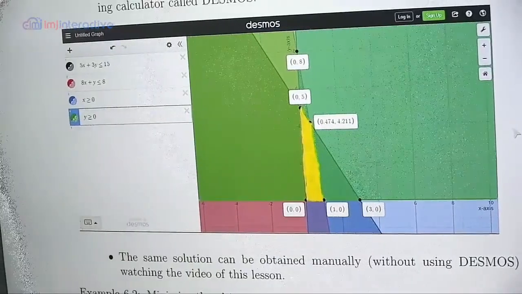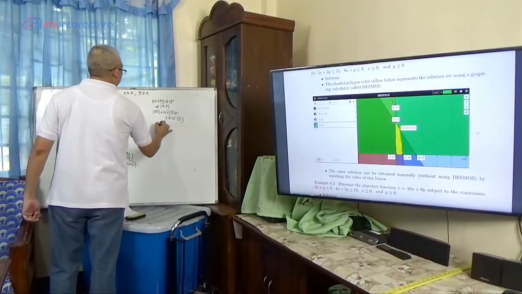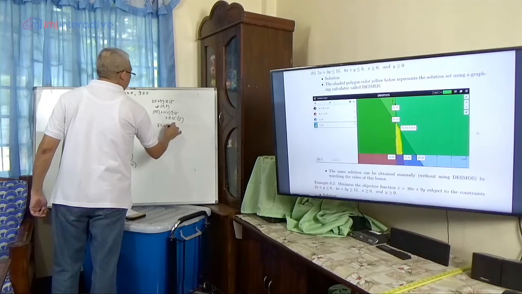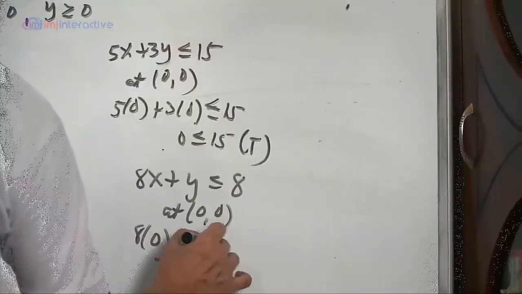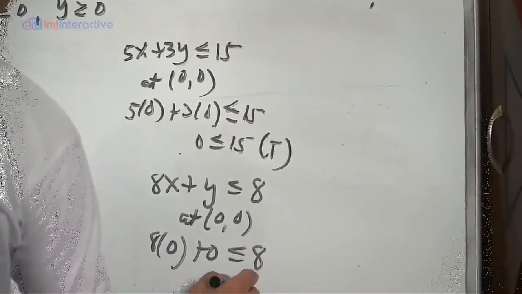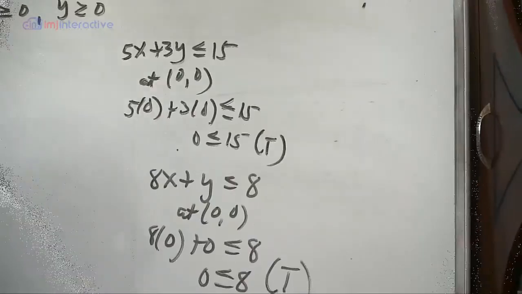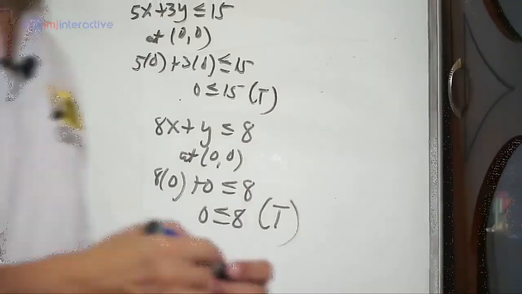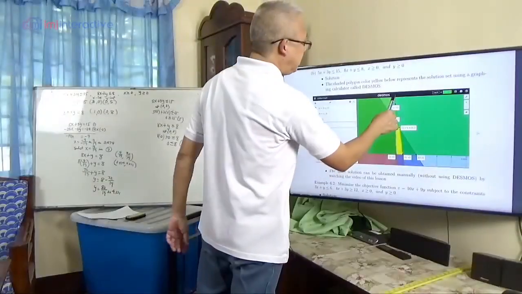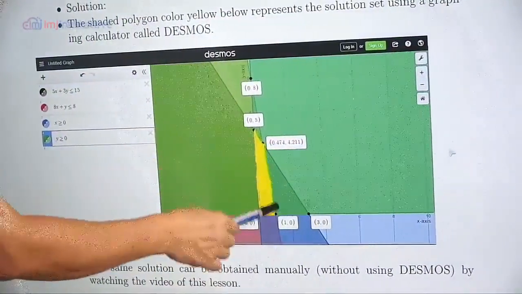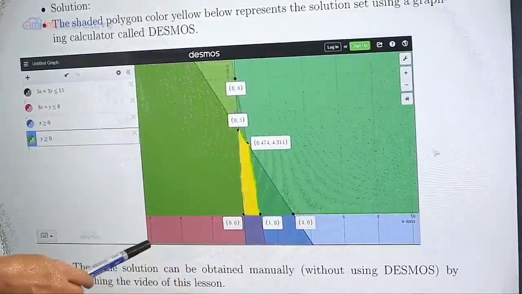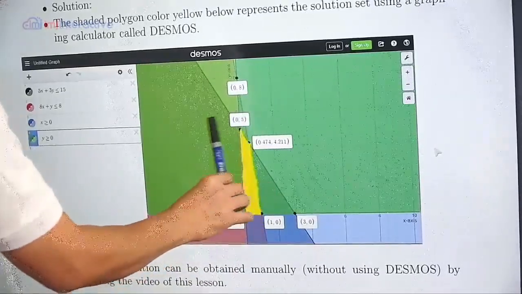Let's consider the second inequality, 8x plus y is less than or equal to 8. Again, at 0, 0, 8 times 0 plus 0 is less than 8. So 0 is less than 8, and this is true. So this is the line representing 8x plus y less than or equal to 8. And here is your 0, 0. It is true, so you will shade this part.